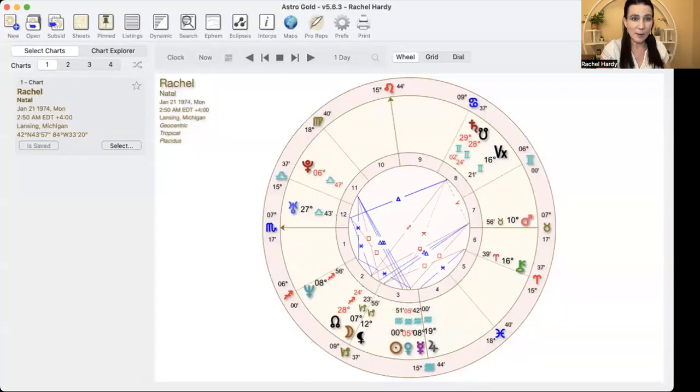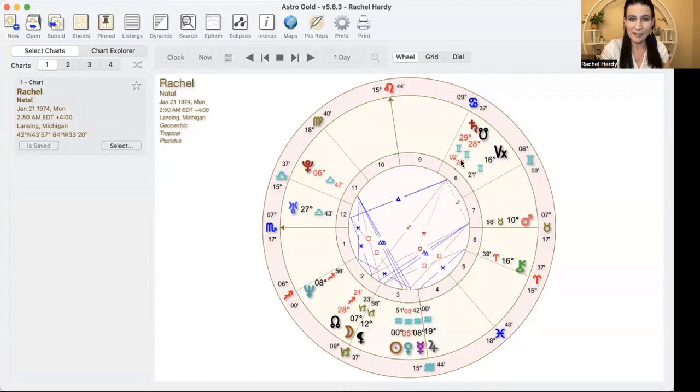But there's also just some technical pieces that we've got to know. So I'm going to walk you through understanding the houses and what it means as far as where a transit falls in your chart, and looking at the different houses. To look at that, I'm going to go ahead and share my screen with you. And as an example, we're going to take a look here at my own birth chart.